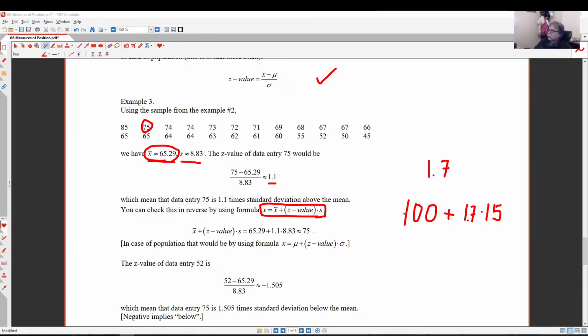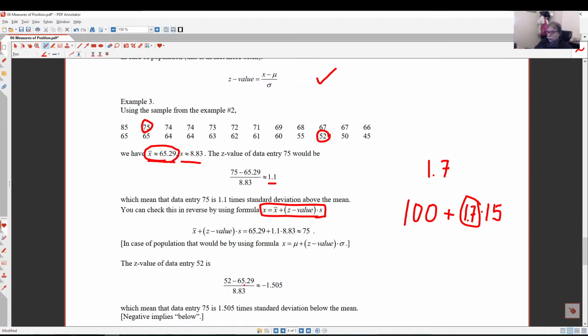Okay, that's the meaning of z-score. You got 1.7 standard deviations above the mean. It could also be below. So for example, in this particular sample, I have the 52. The item in the sample is below the mean. The mean is 65.29, so the z-value will turn out to be negative.